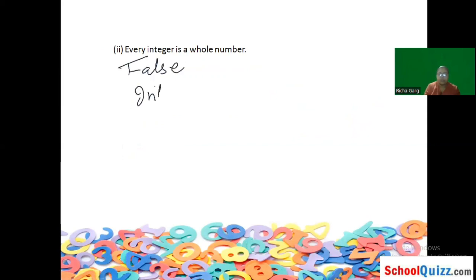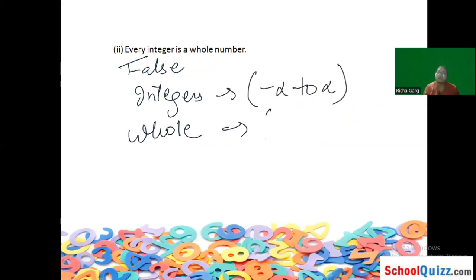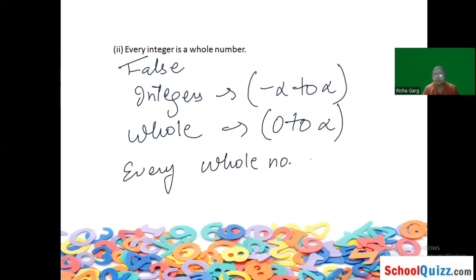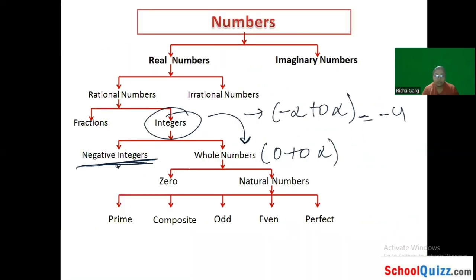Reason being, integers are the numbers from minus infinity to infinity, whereas whole numbers are the numbers from 0 to infinity, that is only positive numbers. It never includes negative numbers. So the statement is false. Every integer cannot be a whole number. But if I have a statement like every whole number is an integer, can I say this? Every whole number is an integer? True. Because every positive number falls in the category of integer.